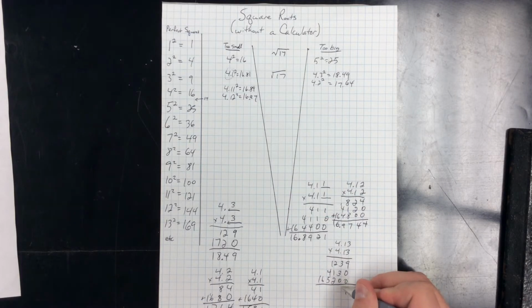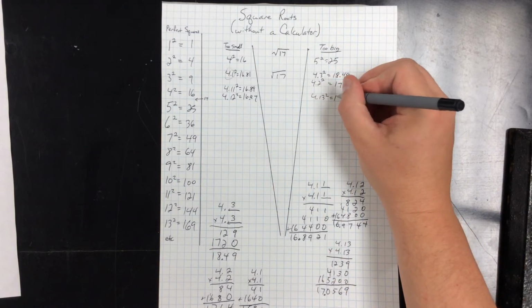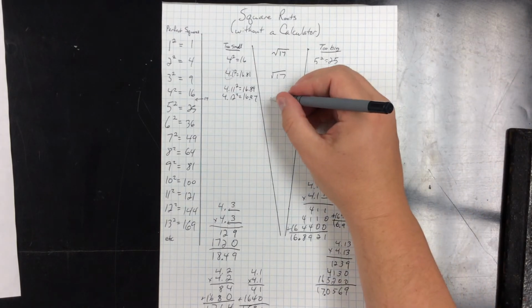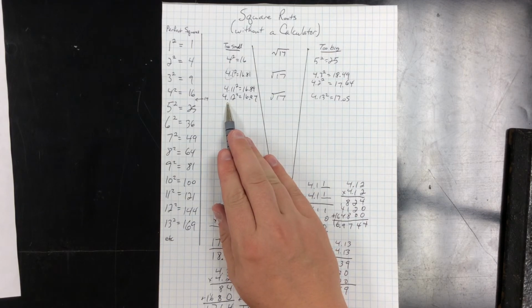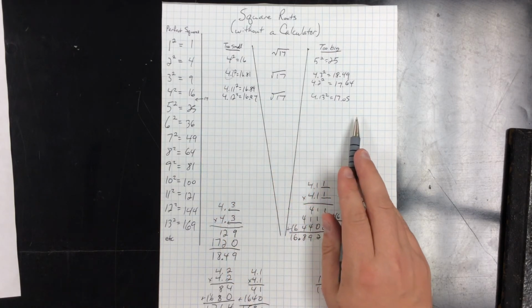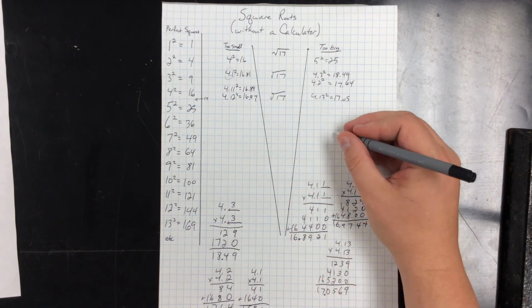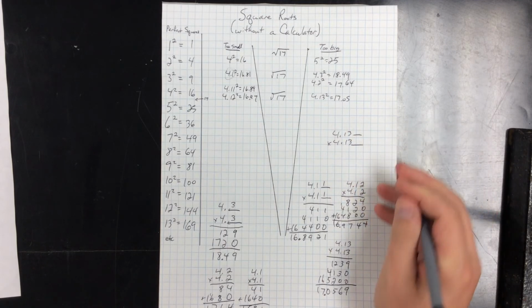3 times 3 is 9, 2, 3, 5. There we go. 5 again, so 17. So 4.13 squared, or 17.05, is a little bit bigger than 17. So right now my estimate is getting very close. I know it's between 4.12 and 4.13, and I could continue this down. I could continue with 4.12 something times 4.12 something, which I'm not going to do.